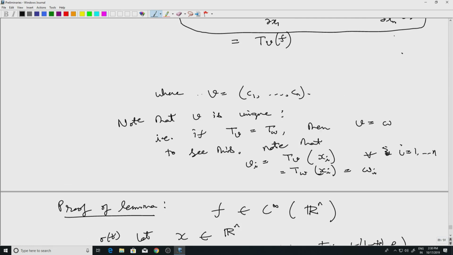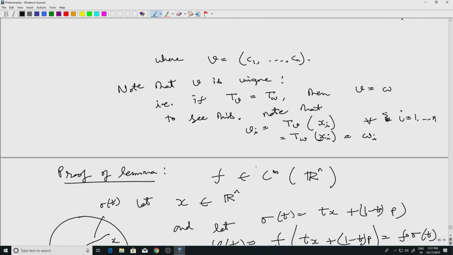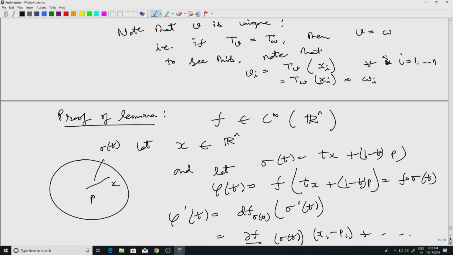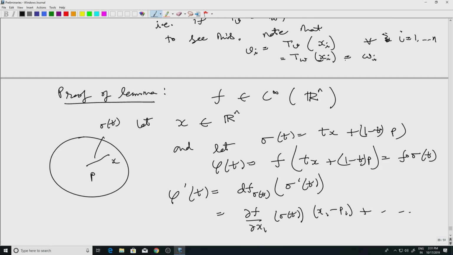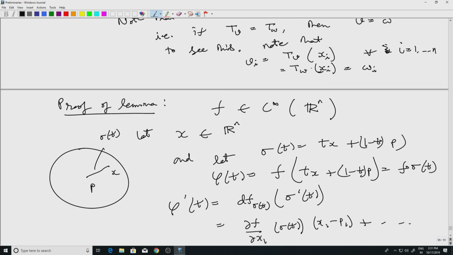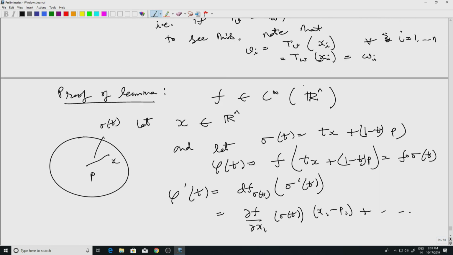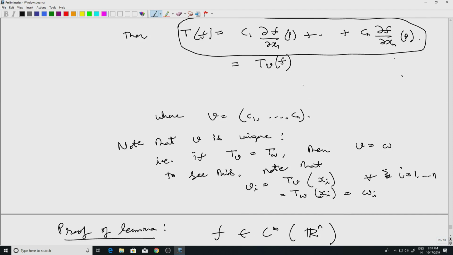In the previous step, I put V equal to C1, C2, ..., Cn. Here I am using the coordinates of V to be V1, V2, ..., Vn. It's not that important. The point is, the coordinates of the vector can be recovered by knowing the directional derivative operator. All right, so that proves what we wanted.